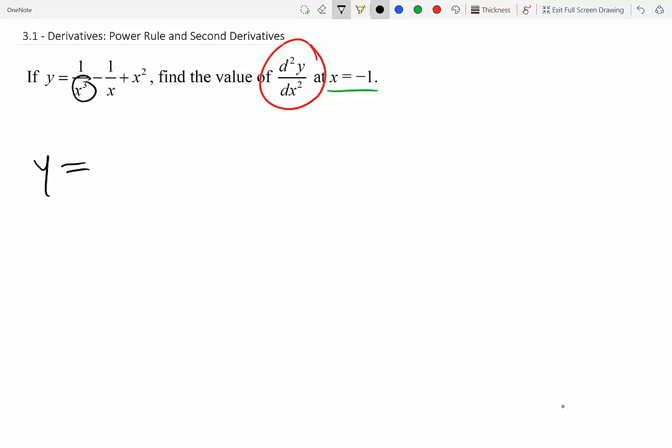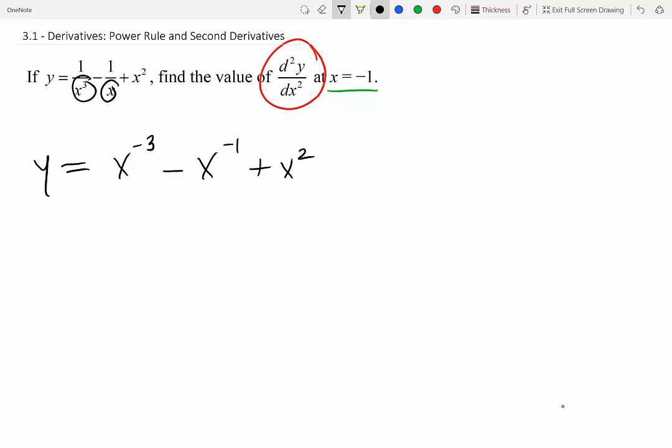People miss this question because 1 over x cubed, not everybody knows how to use that with the power rule, but if you wrote it as x to the -3, that's much easier to take the power rule for that derivative. Next, if I have minus 1 over x, instead of leaving it like that, why don't I write it as minus x to the -1? And then finally, plus x squared doesn't need to be rewritten.